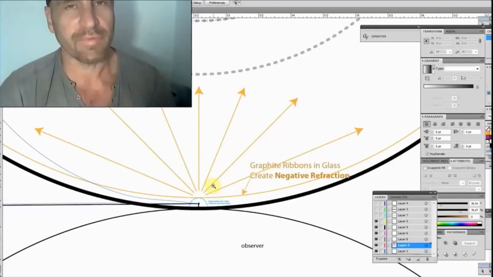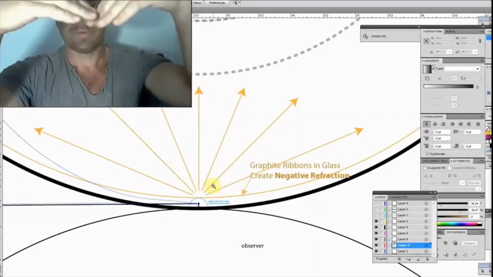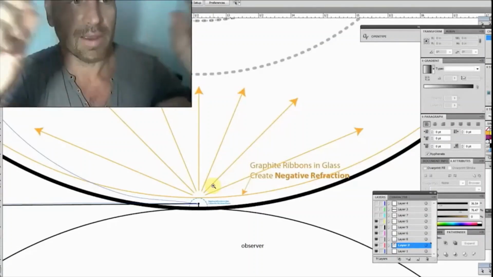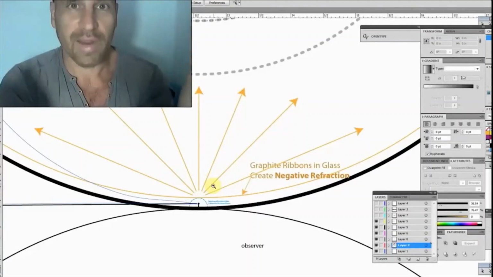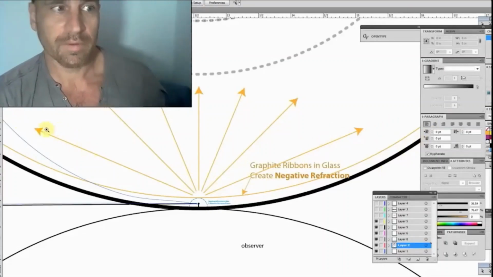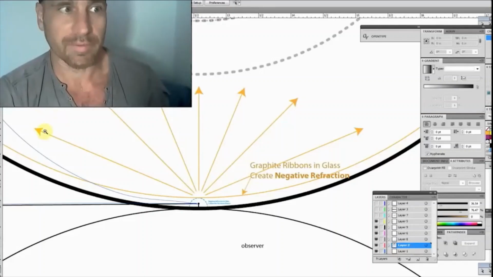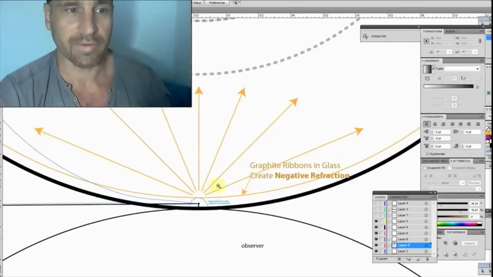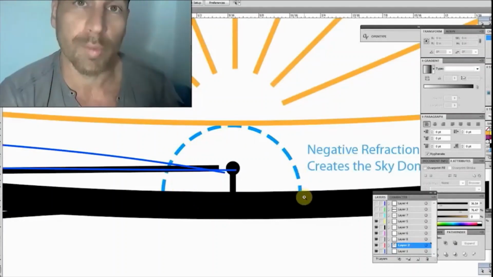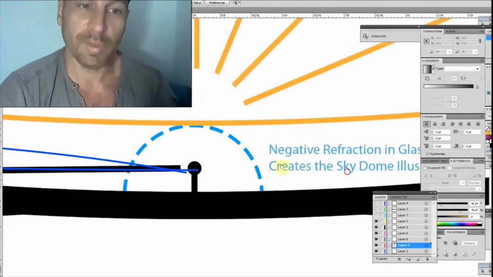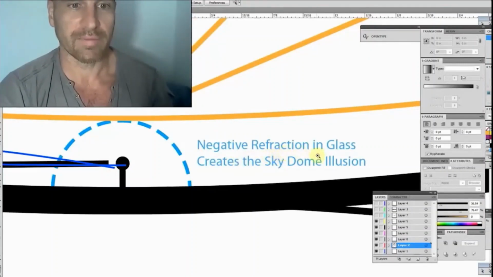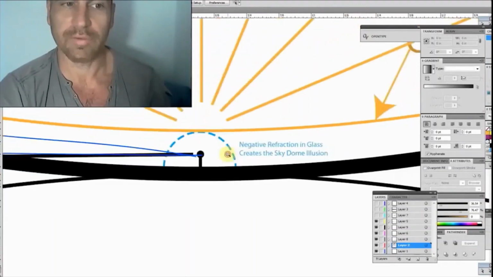With this negative refraction, it simply turns the convex dome inside out, and you get a greater refraction at the extremities here. The greater the incident angle, the greater the squishing and the greater the refraction. So this little blue area would be the apparent dome illusion, the dome that you think is the sky. Negative refraction in glass creates the sky dome illusion.